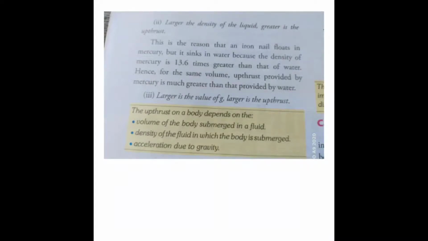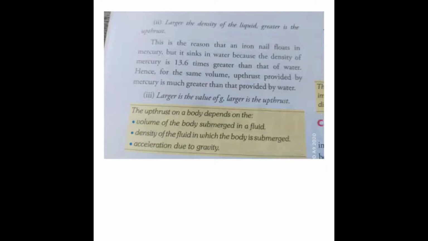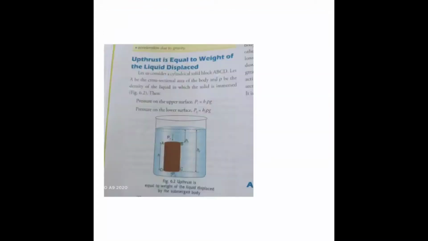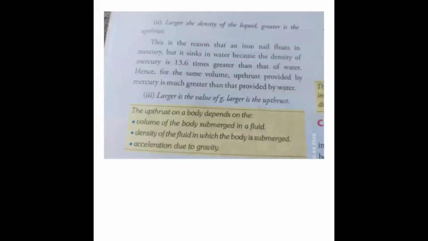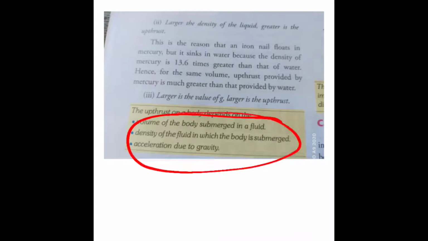maximum. Again, g is inversely proportional to distance. The more height you go, the less will be g. Similarly, the more depth you go, g will also decrease. And upthrust also depends upon small g. So these are the three factors upon which upthrust depends, right? Characteristic.